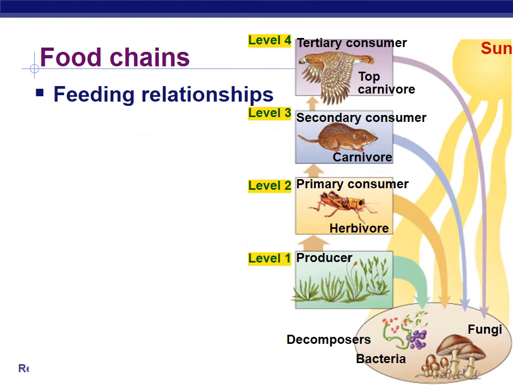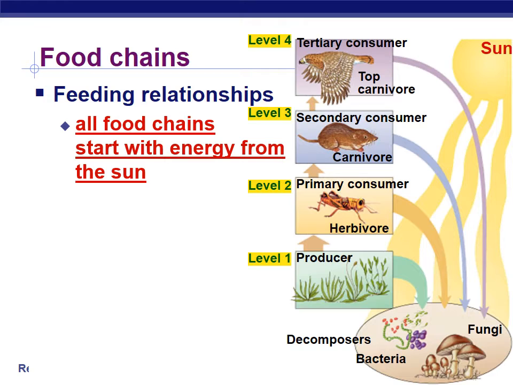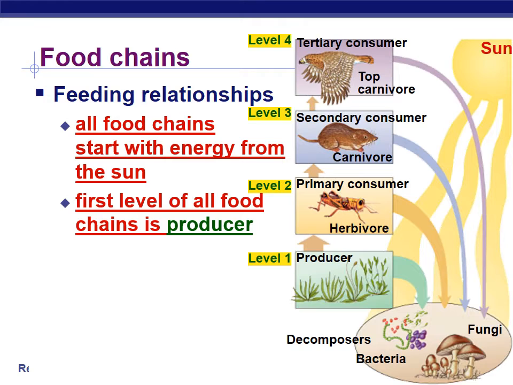A little more about food chains. All food chains technically start out with energy from the sun. Usually we don't put that because it's a known fact that the sun is the main source of energy for the planet. The first level of the food chain is the producer level, which is usually plants. It doesn't have to be plants, but in most of our terrestrial, or land-based, food chains, it's plants. They're producing the food, so they're producers.